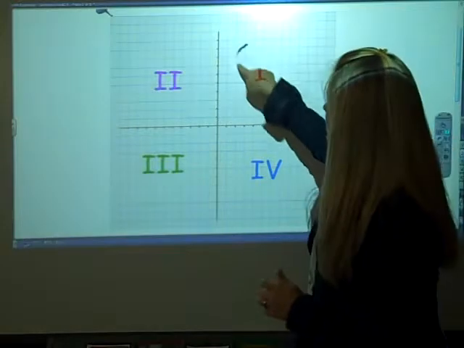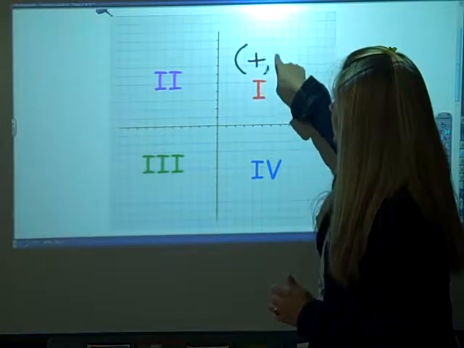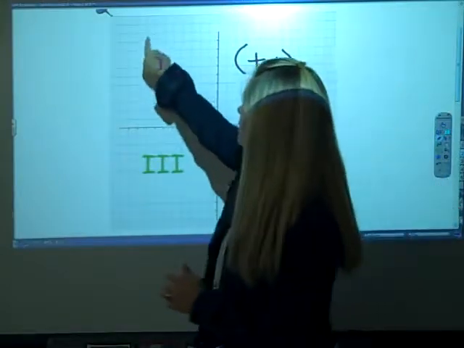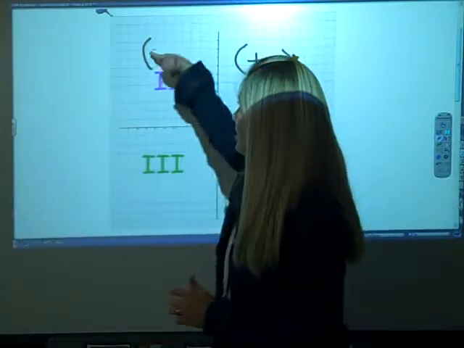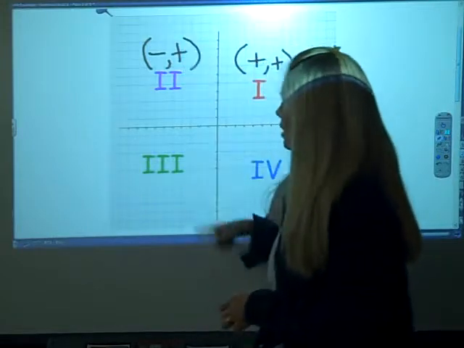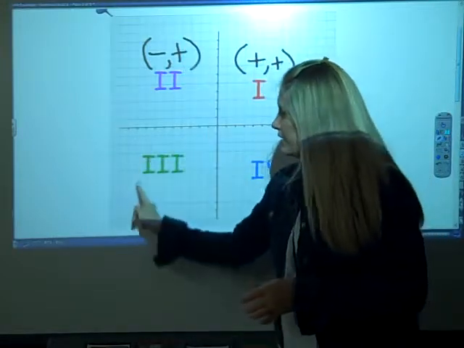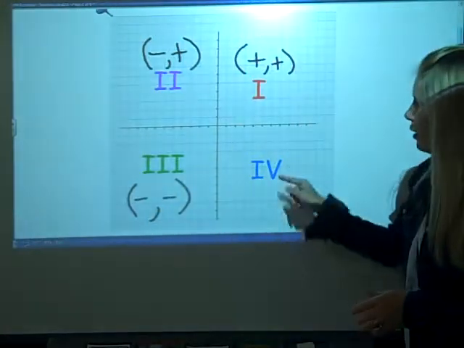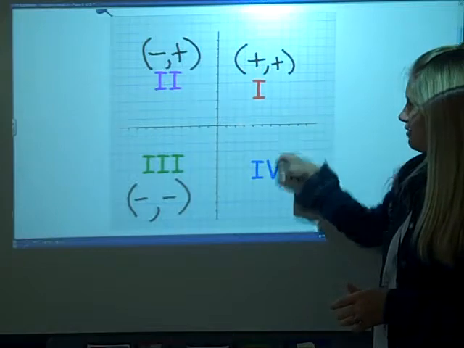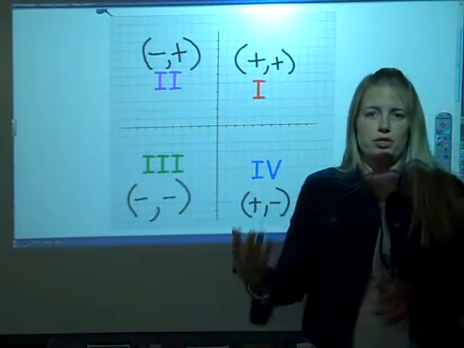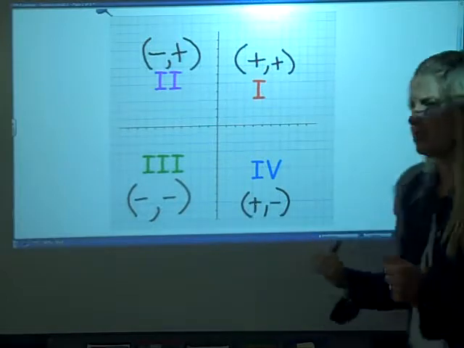The ordered pairs in quadrant 1 will be a positive number and a positive number. The ordered pairs in quadrant 2 will be a negative x, but a positive y because they go up. Quadrant 3 will be a negative followed by a negative. And quadrant 4 will be a positive followed by a negative. So that should also help you to identify what quadrant it lies in.